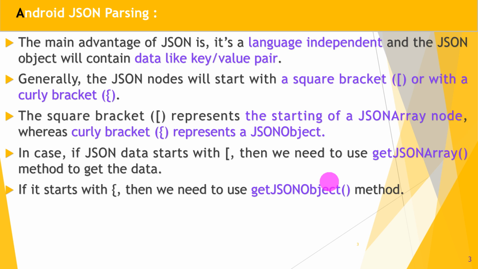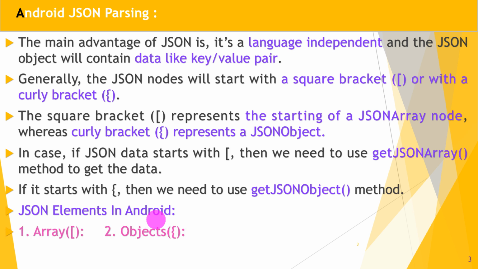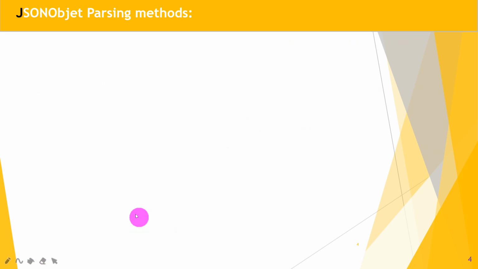Hope you understand. So let's move on. What are the different JSON elements in Android? There are 4 different elements in JSON in Android: array, that is JSON array, then JSON objects, and key and value pair. These are the elements of JSON in Android. Let's check them one by one.